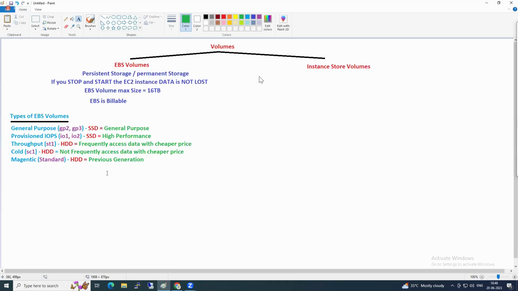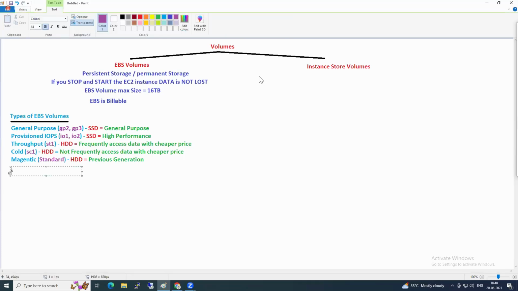Now, out of all these things, which one is the default volume type? GP2. Certification question: GP2 is the default EBS volume type.